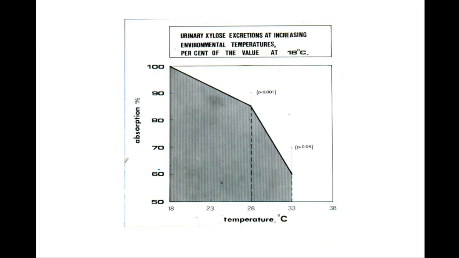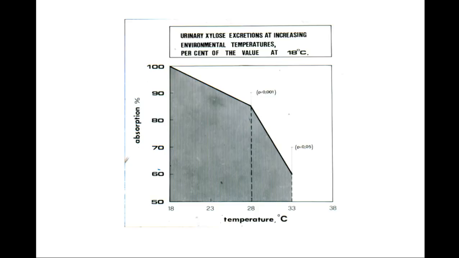I measured intestinal absorption in adults by the urinary xylose absorption test. I maintained 15 adults for 4 hours in a cold environment, 18C, and repeated the tests in 10 adults at 28C and in 5 adults at 33C. The ordinate reports xylose absorption in a warm environment, as a percentage of absorption in a cold environment. You see a significant absorption decrease at 28C that becomes larger, about 40%, at 33C.